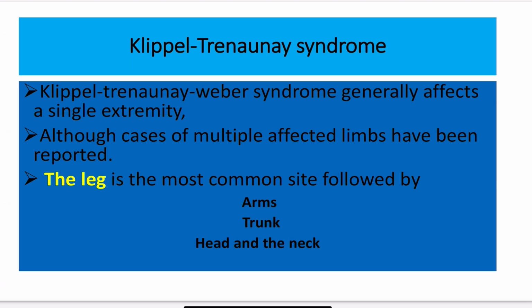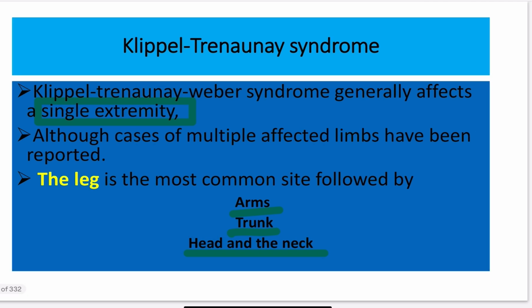First of all, let's see the Klippel-Trenaunay syndrome. What is Klippel-Trenaunay syndrome? Klippel-Trenaunay or Weber syndrome generally affects a single extremity. So this is one of the important points: it affects a single extremity. Although cases of multiple affected limbs have been reported, in some cases there may be multiple, but this is very rare. The leg is the most common site, followed by arm, trunk, head and neck.